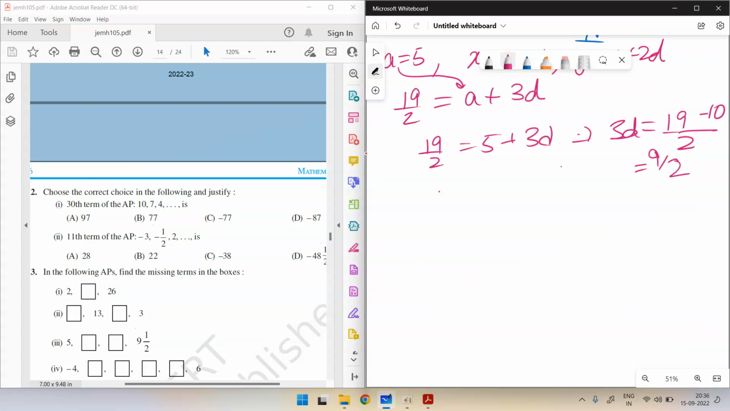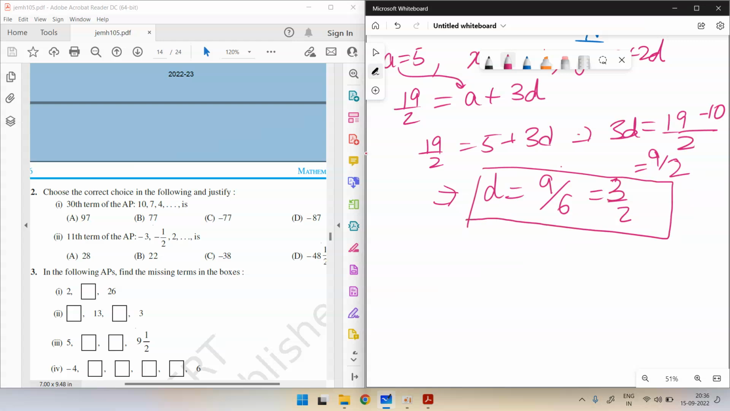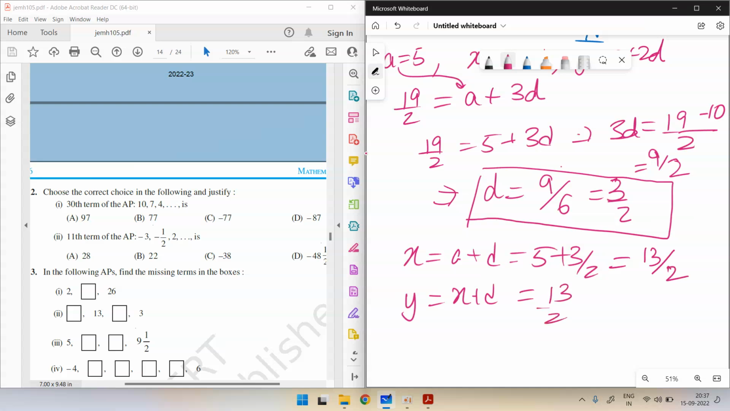Which implies that d equals 9 by 6, nothing but 3 by 2. So this 3 by 2 is the common difference. So what is my x? x equals a plus d, nothing but 5 plus 3 by 2, which is nothing but 13 by 2. What is y? y equals x plus d, the previous term plus common difference. This is 13 by 2 plus 3 by 2, which is nothing but 16 by 2, which is nothing but 8.